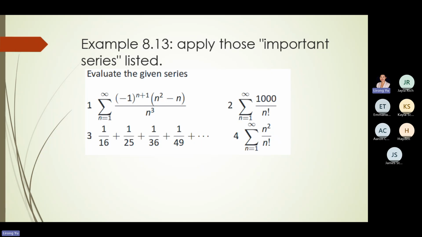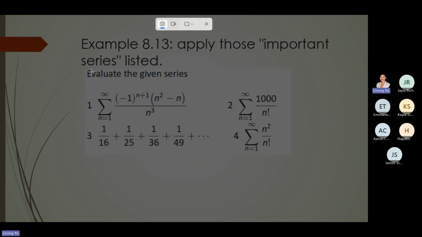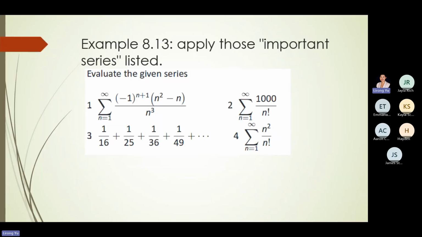What happened to number 1? We can certainly separate it into 2, right? A subtraction of 2 series, and then maybe. Okay, so let's see how it works. It says evaluate this series.